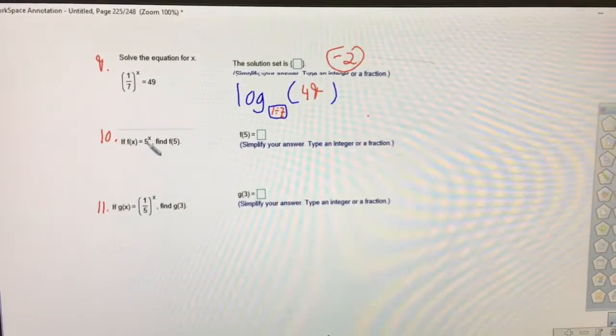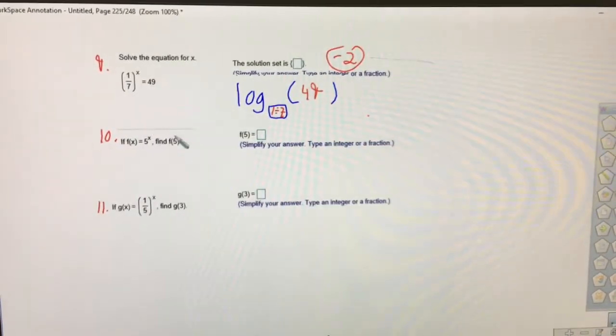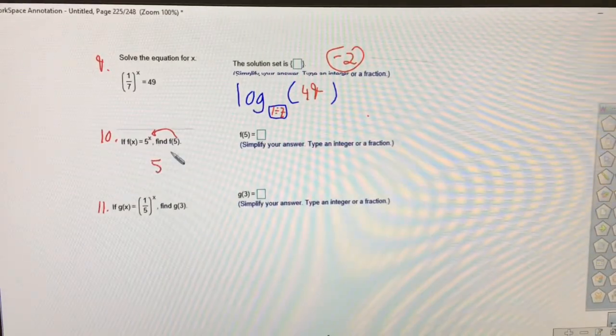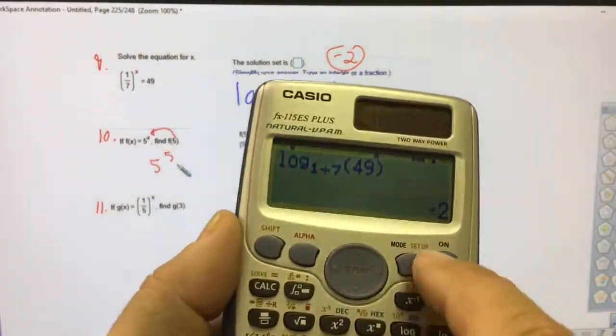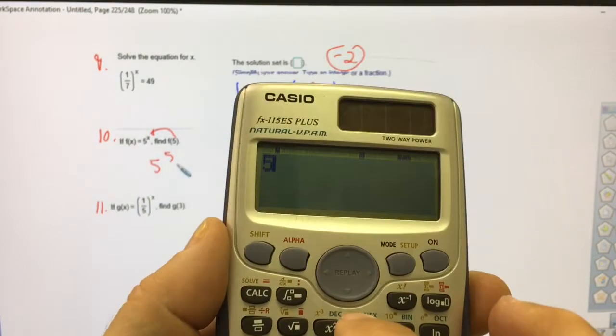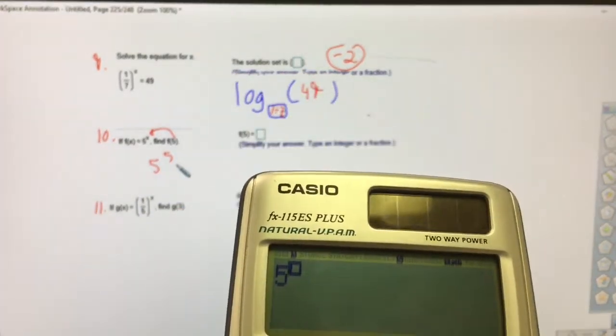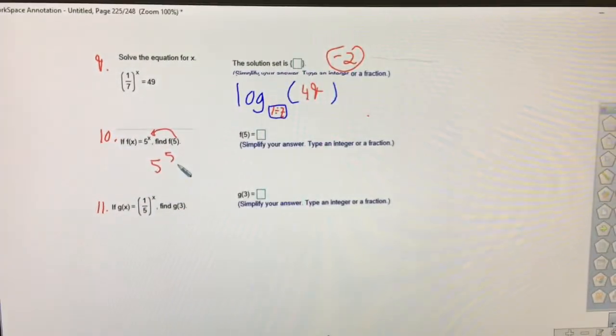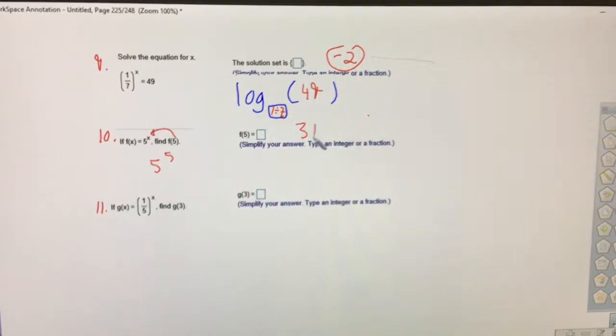5 to the x, and they just want me to plug in 5. That's all they're asking me to do. So that's going to be 5 to the 5th. To plug in 5 to the 5th, I'm going to hit 5, and then the exponent button, that's right there, and raise that to the 5th power. Big number, 3125. They just wanted me to plug that 5 into the x, and my answer is 3125.